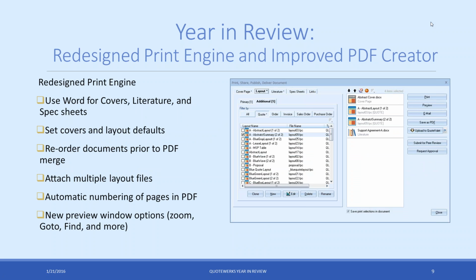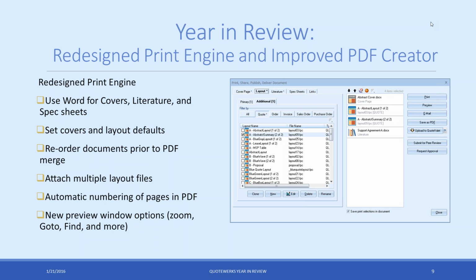We can now set cover and layout defaults, which is an extremely nice feature because instead of having to remember to select a specific layout each time, you can actually set a default. So if you use a layout or a cover page for most of your documents, you can already have that set. We're also able to reorder the documents prior to merging them into PDF and previewing them. You'll see on the right-hand side we have that selections panel, which shows all the different selections in this document, and then I can reorder them in the way I want them to be merged into the PDF. It just gives you a lot of control over which order things are printed in. I know that's a feature a lot of people have been asking for a really long time.